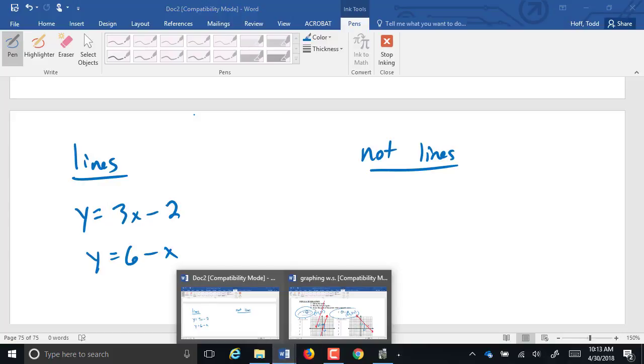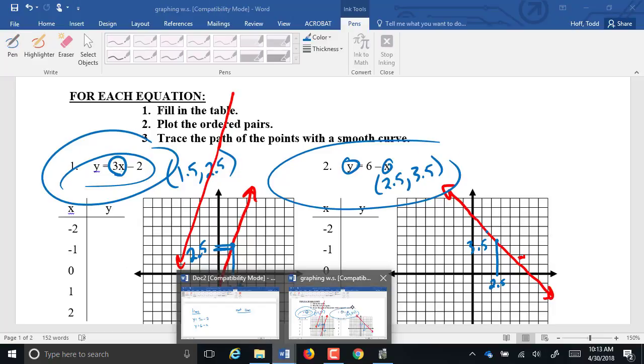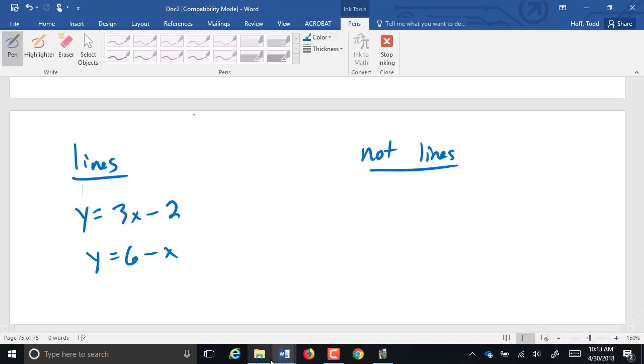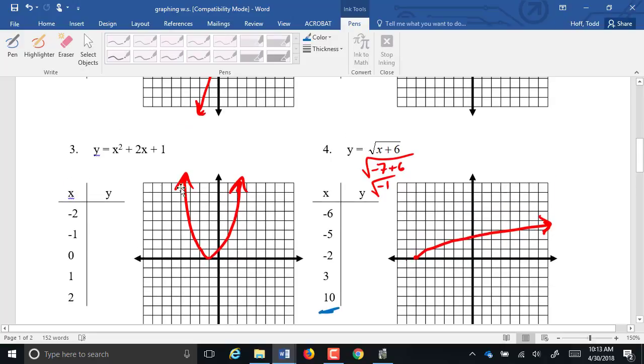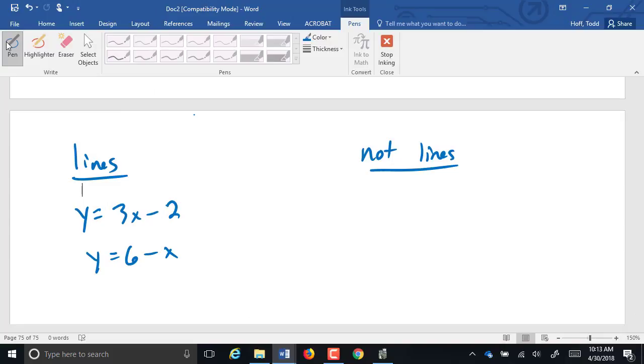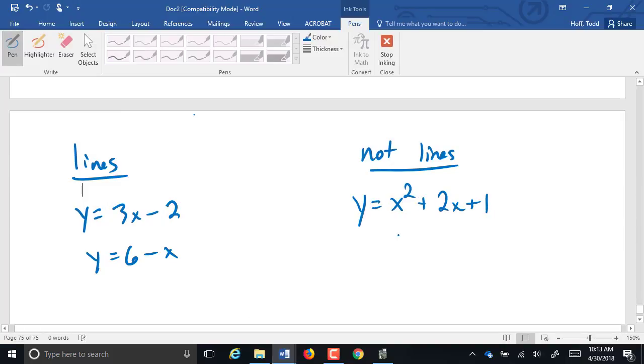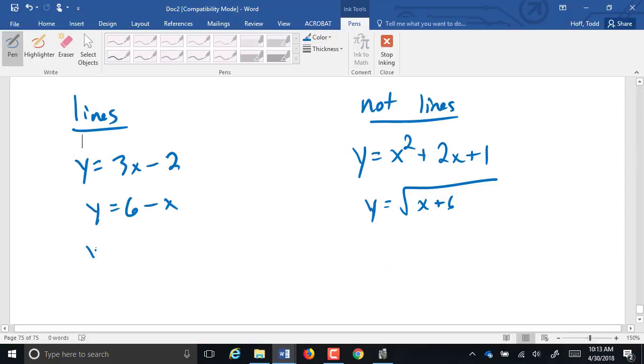So we had the first two, y equals 3x minus 2 and 6 minus x. If it comes up here soon. There it is. Then we had y equals x squared plus 2x plus 1 was not a line. Y equals the square root of x plus 6 was not a line. Y equals 3 plus 3x was a line.